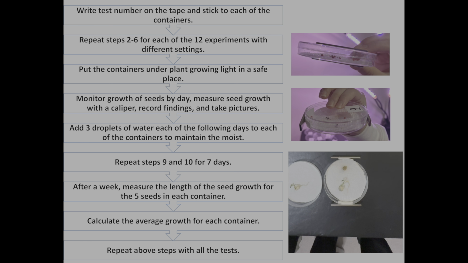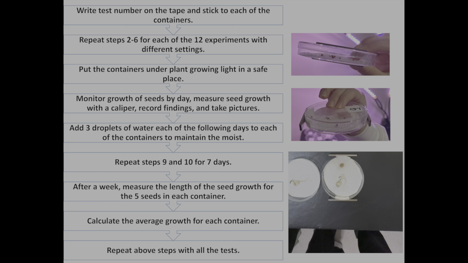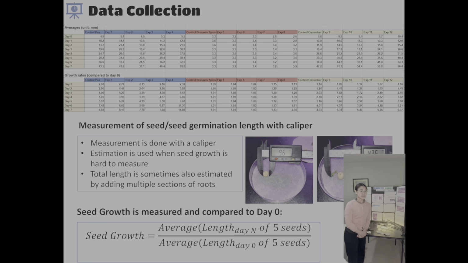So I tried to get it as accurate as possible, but I would have to find a different way to measure it more accurately. And here's the data I collected. The top graph shows the averages of each day, and the bottom graph shows the growth rates, which is measured by taking the average of that certain day and then dividing it by the average of day 0. And again, in the future, I would change how I measured my seeds, which was very challenging.